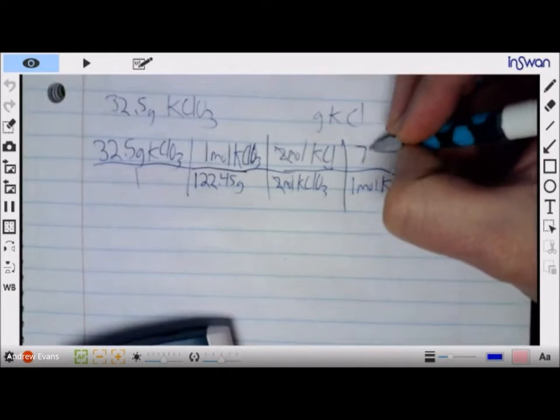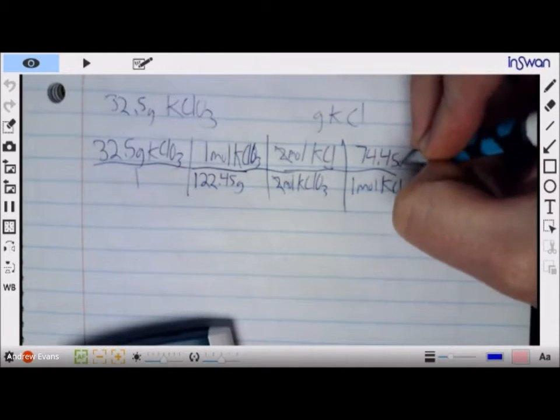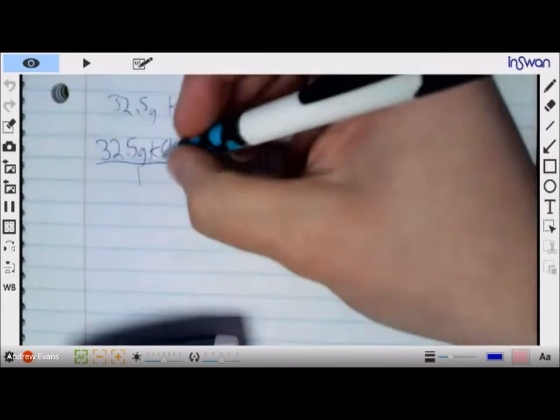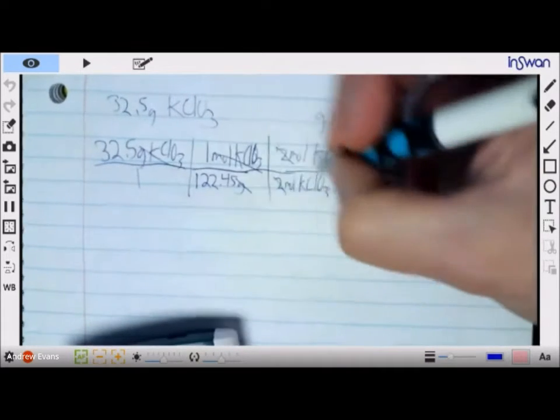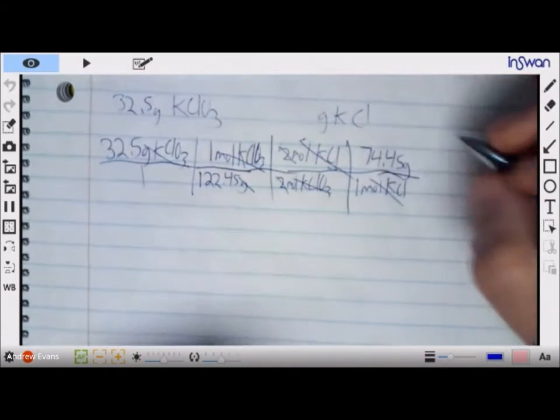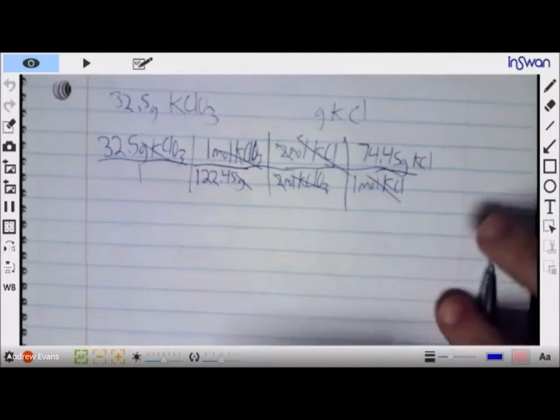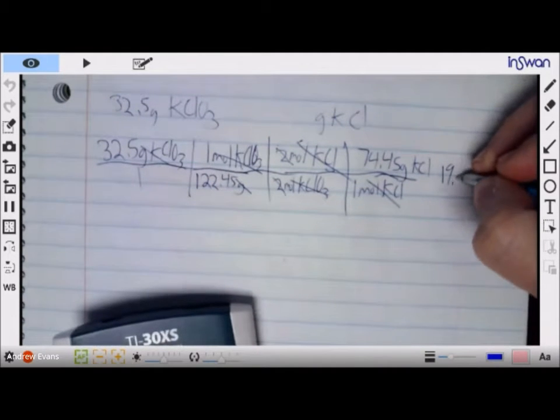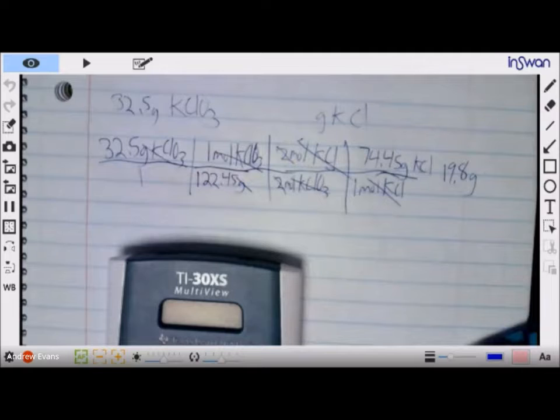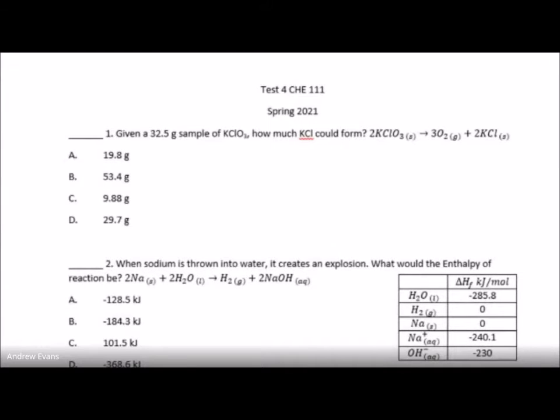or 1 mole of KCl, we would have 74.45 grams. Moles cancel, we're left with grams of KCl. So 32.5 divided by 122.45 times 74.45 gives you 19.8 grams. The correct answer is A. Moving right along.